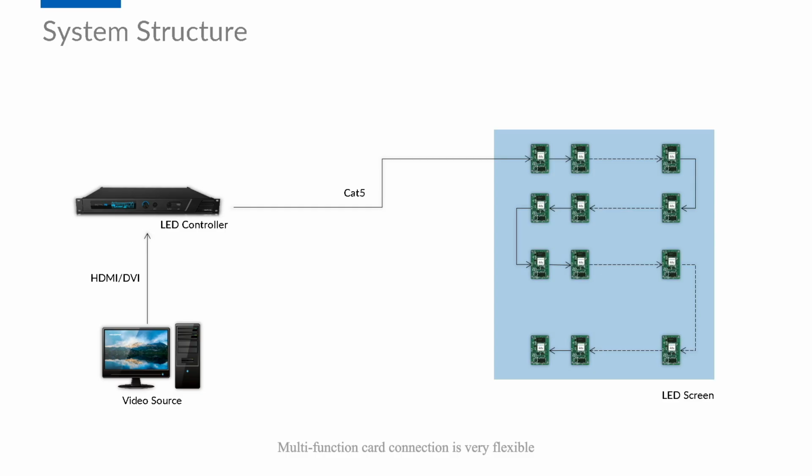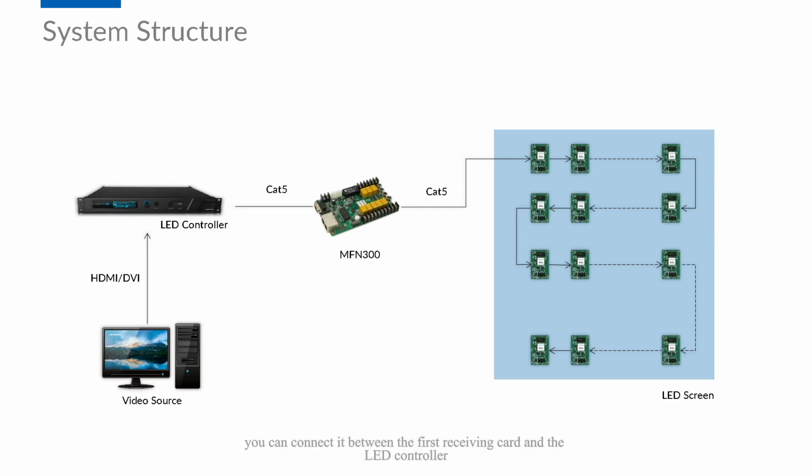Multifunction card connection is very flexible. You can connect it between the first receiving card and the LED controller, connect it between any two receiving cards, or connect it after the last receiving card. We recommend connecting the MFN300 between the LED controller and the first receiving card.